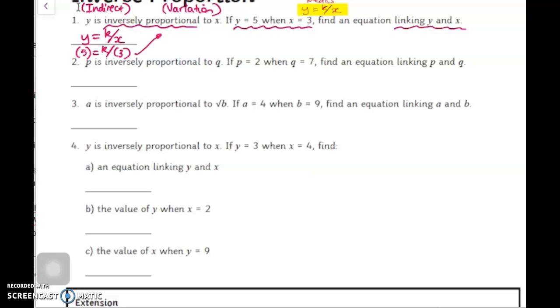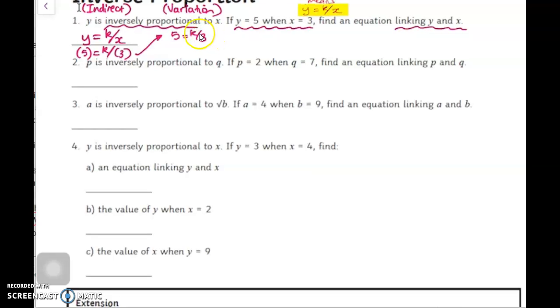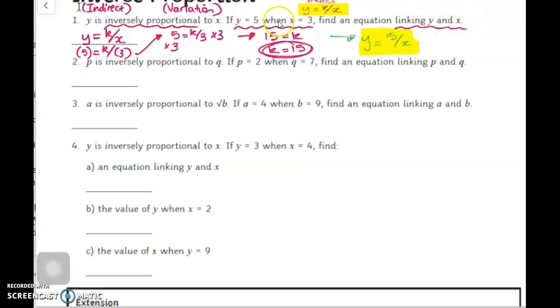Now I'm going to write this again at the top. 5 is equal to k over 3. And solve this equation for k. I want to get rid of the 3 at the bottom. And so I do that by multiplying by 3 on this side. And because this is an equation, I do the same thing on the other side. Okay, so I get 15 is equal to k, or k is equal to 15. So I can now substitute that back into my original equation, which would give me y is equal to 15 over x. And that's your answer, linking your y and x here.